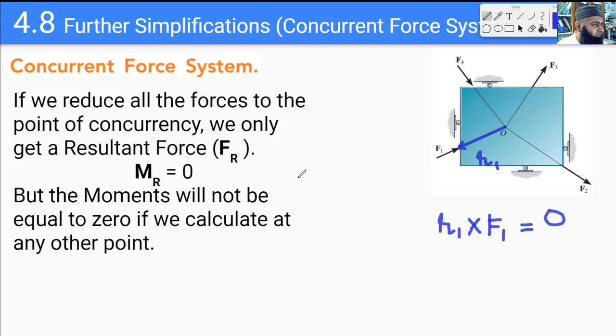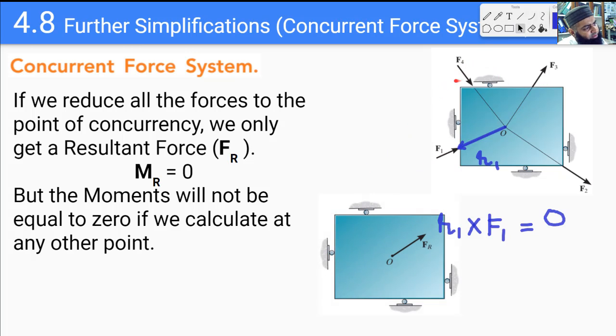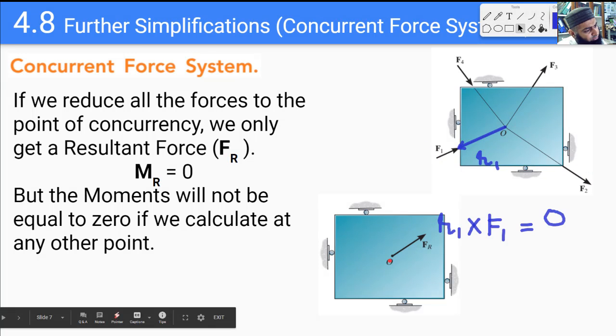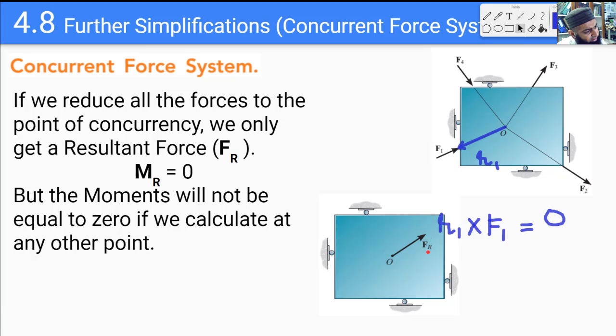So for this special case, when we form an equivalent system at point O, we only get a resultant force and no resultant couple moment. Notice that this is only true if we resolve the forces at point O. If we were to choose any other point, then the resultant couple moment would not be equal to 0 and we would get a non-zero value, just like we did in the previous exercise.